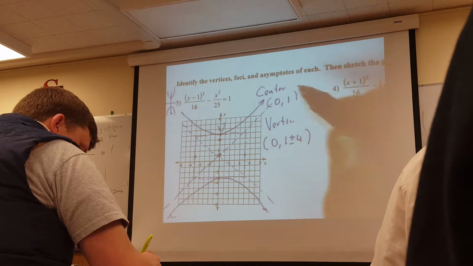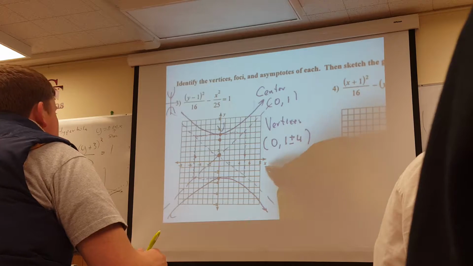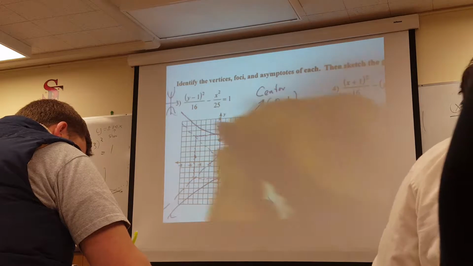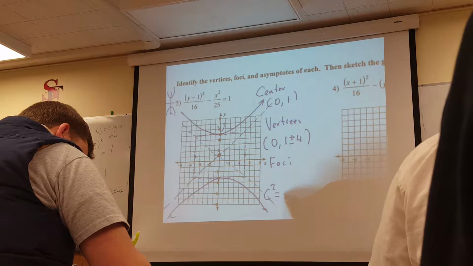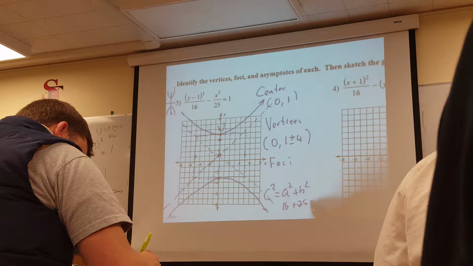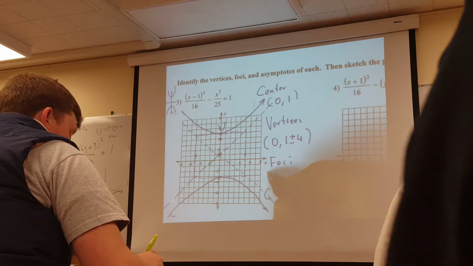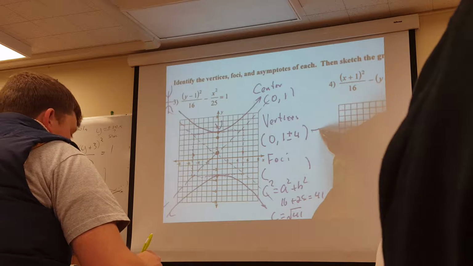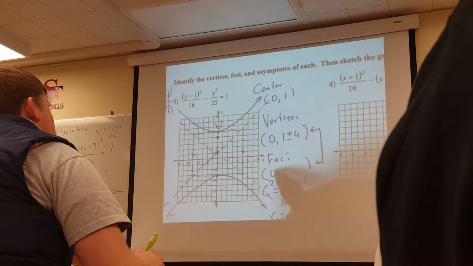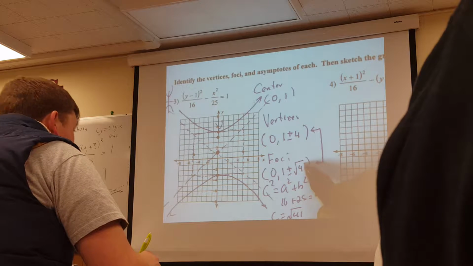Okay? Now on the hyperbola we don't have the cone, we just have the foci. And what we do is, c squared is a squared plus b squared. So 16 plus 25 is 41. So c is the square root of 41. And the foci and the vertices will be written the same way. So you write 0, comma 1 plus and minus the square root of 41.